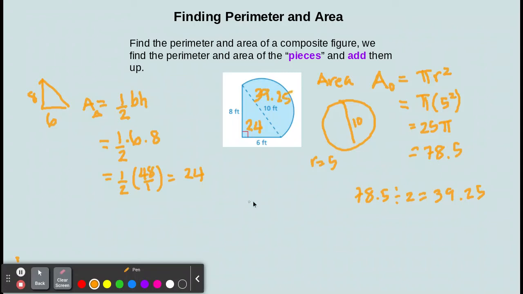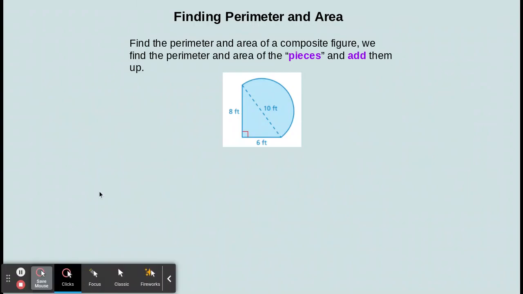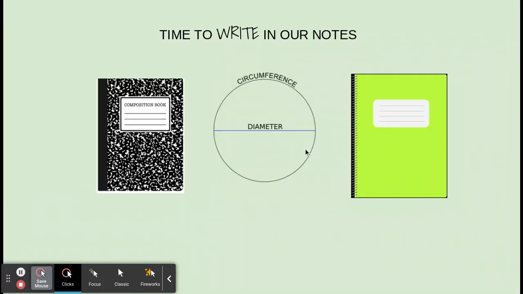So the area of this composite figure is the area of both these pieces added together. 39.25 plus 24 gives me 63.25 feet squared. That's your area. Remember, area must have its unit also, and it must be squared. All right, now it is time for you to write in your notes. There's just 2 fill in the blanks.